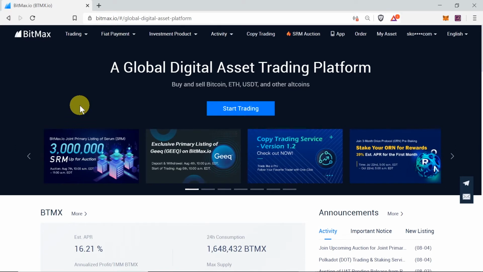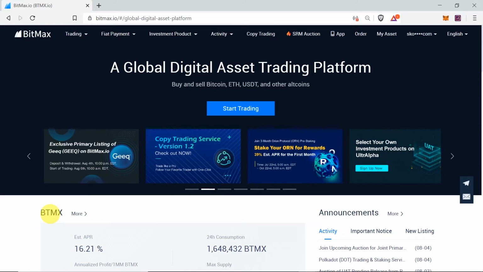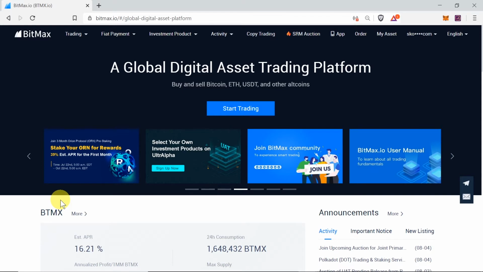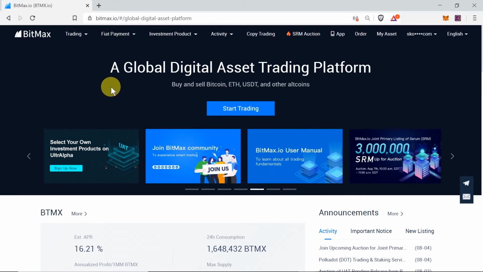Another thing is that they release their own BitMax token, and people who own it will get a share of the profits from this exchange. So those are just a few factors. There is of course more. So let's start with the topic, which is how to trade on BitMax. First of all, we would have to, of course, create our account.